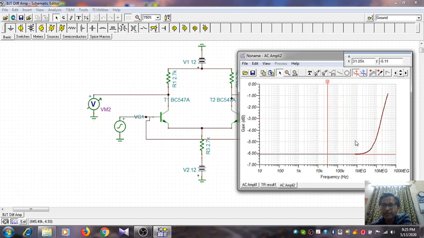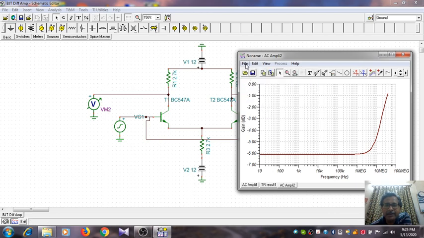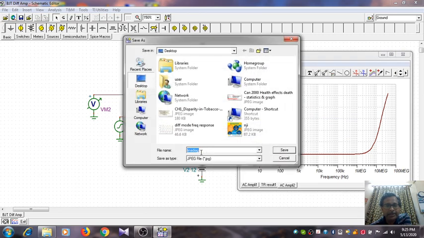Okay, so what you can do, you can save this curve as well. So that means you can go to file, then export it as JPEG and give the name like, say, common mode frequency response, or whatever. You give the name and save it.